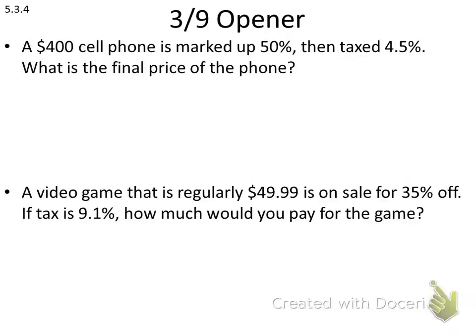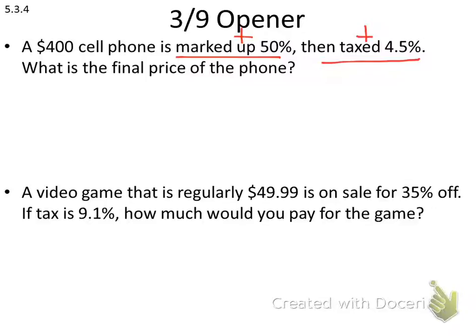Set it for me. First problem, a $400 cell phone is marked up 50%. Then it gets taxed at 4.5%. What is the final price of the phone? So looking at this, how many multipliers am I going to end up with? Nico? 2. So if we're going to have marked up 50%, that's going to be an increase or a decrease? An increase. And then if it's taxed at 4.5%, that's also going to be an increase.